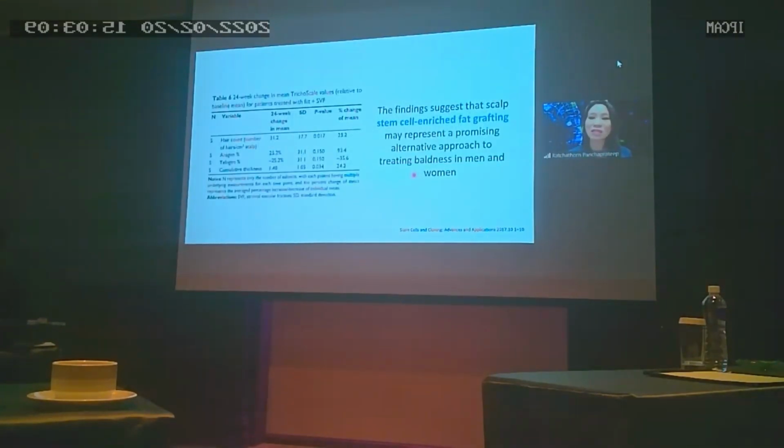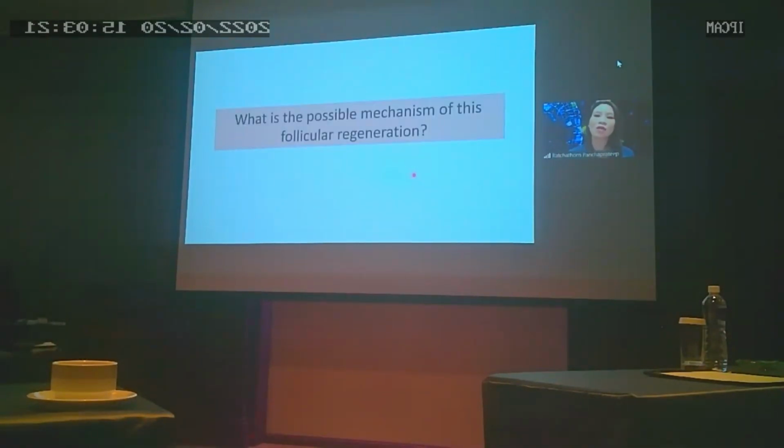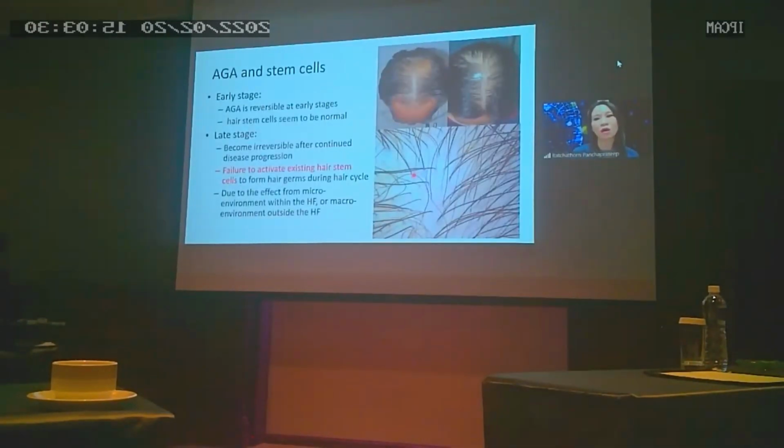This finding suggests that scalp stem cell enriched fat transfer could be a promising approach to treat androgenetic or endocrine alopecia in both men and women. So, to summarize the mechanism of action of this regenerative work: at first, this regenerative work was aimed to treat androgenetic alopecia.